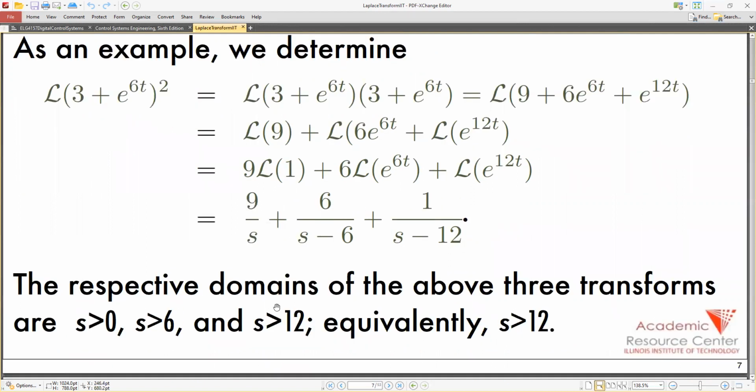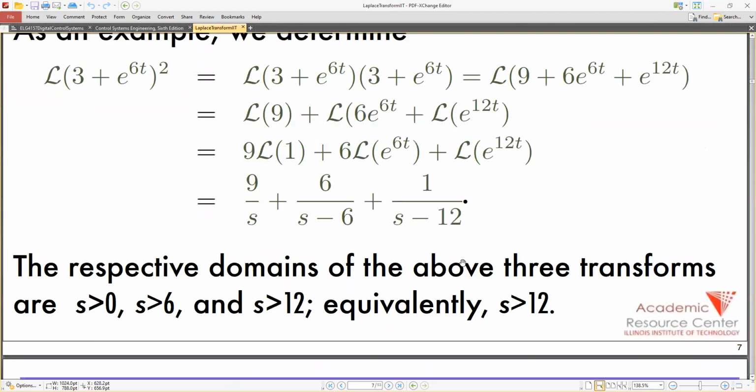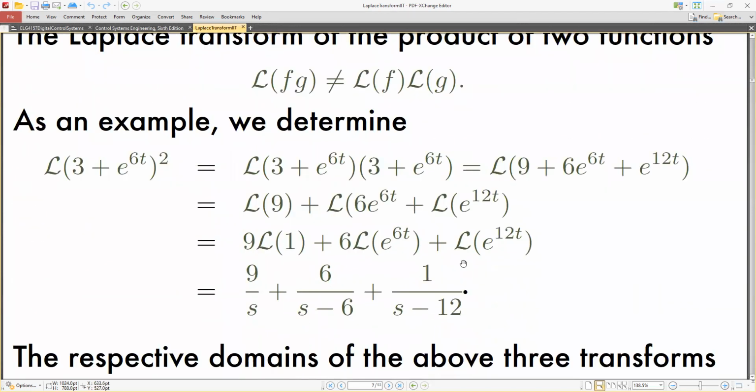So the respective domains of the above three transforms are s greater than 0, here s is greater than 0, here s is greater than 6, here s is greater than 12. Equivalently, s is greater than 12. Okay. So that is the example of Laplace transform.